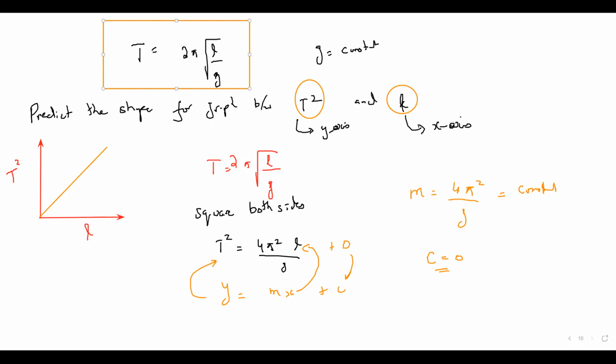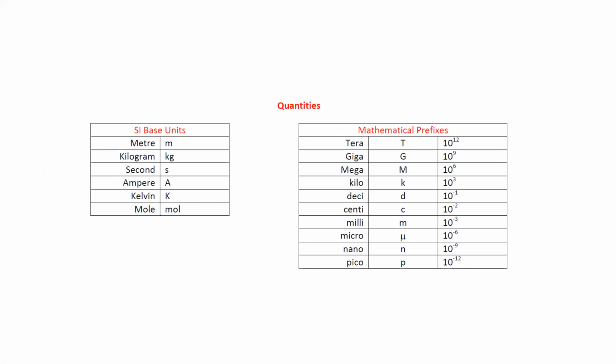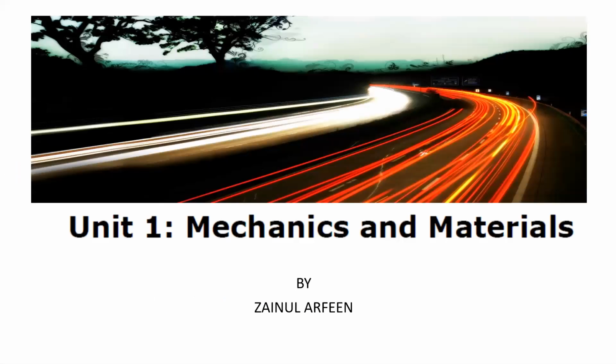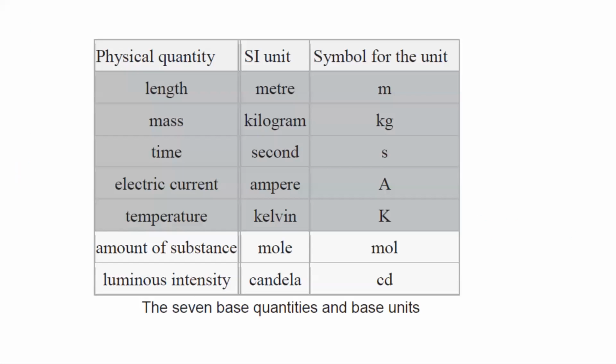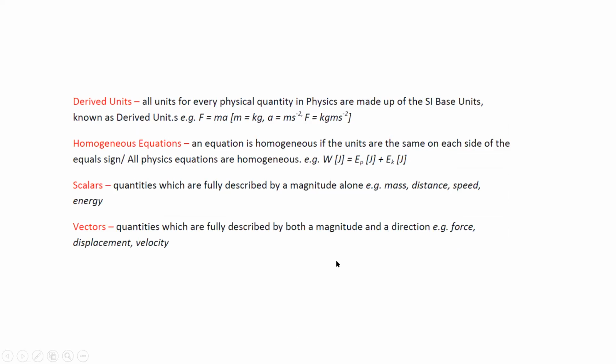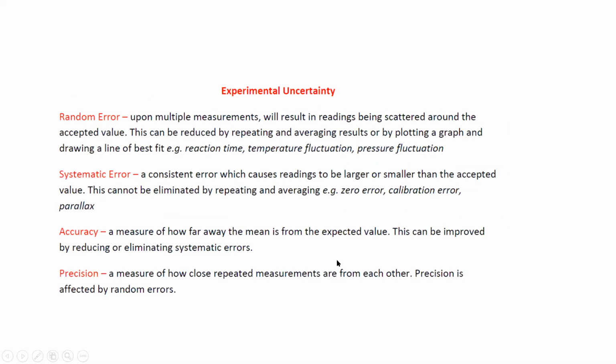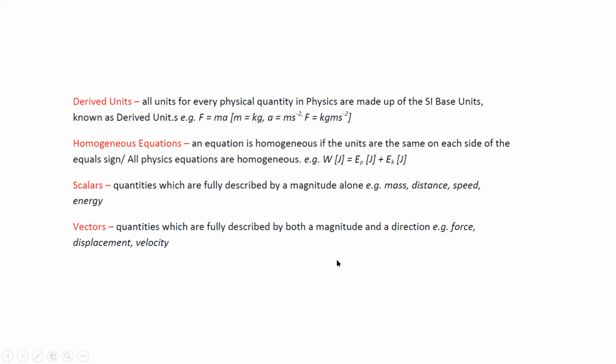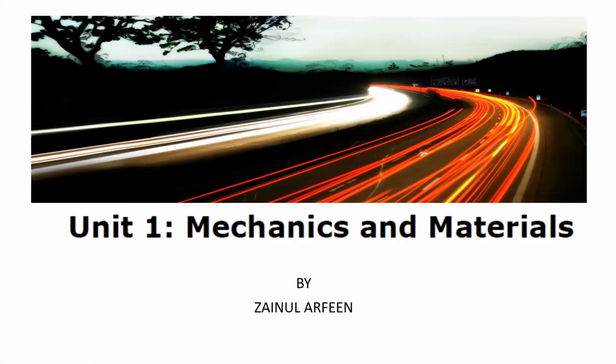So this was about the graphs. We started with an introduction of mechanics and materials, unit 1, the SI quantities. We discussed SI quantities and how to represent them as derived quantities, and later we discussed the graphs. The next session will discuss experimental uncertainties and so on.